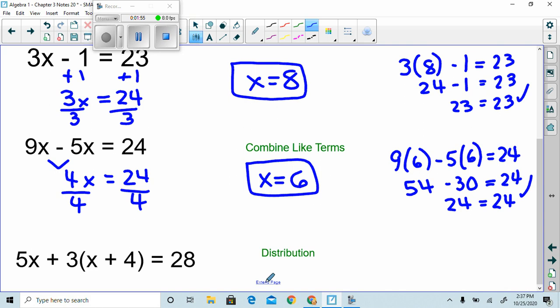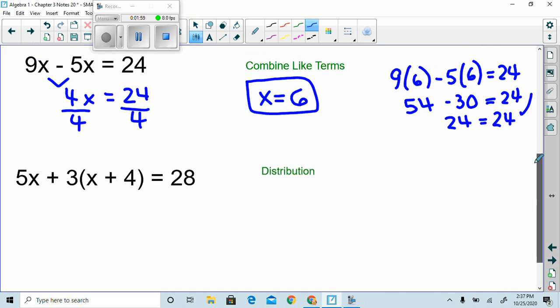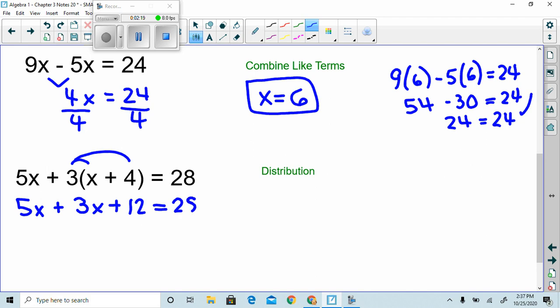My third example has a lot happening in this equation. Now the first two are two steps. This is definitely a multi-step. Let's start the first transformation by distribution. That gives me a 3x plus 12. Now, as I'm looking at this, I notice that I am distributing a positive number. So now I'm going to combine like terms.